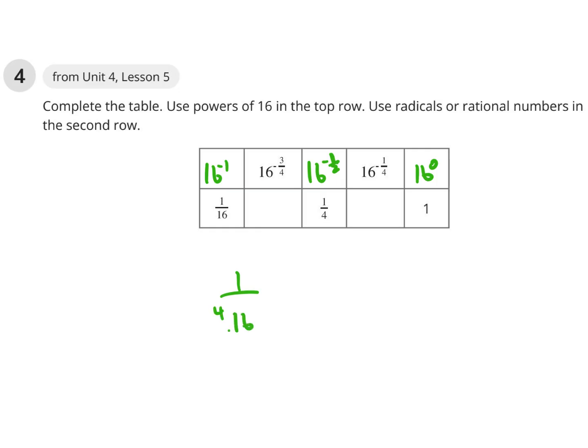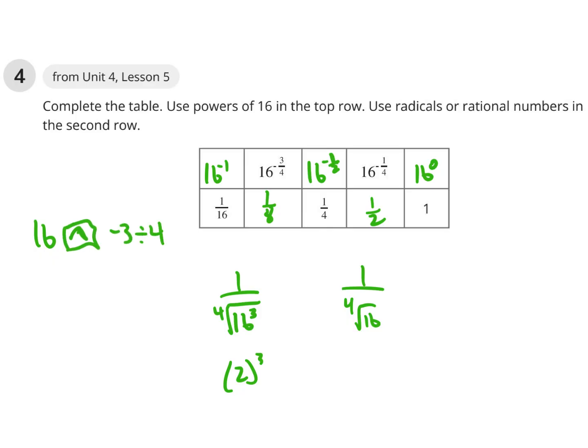16 to the negative 3/4 is 1 over the 4th root of 16 cubed. The 4th root of 16 is 2. Then I'll cube it, and that gives me 1 over 8. 1 over the 4th root of 16 is 2, so this is 1/2. And how do we know? We put it in the calculator. So you hit 16, caret button is over the division symbol. I put negative 3 divided by 4, and then hit enter. And you get a number, and then you hit math, enter, enter. Math is under the green button to turn it into a fraction.